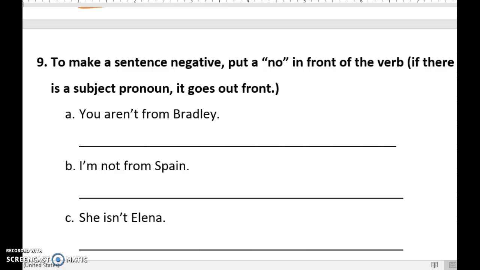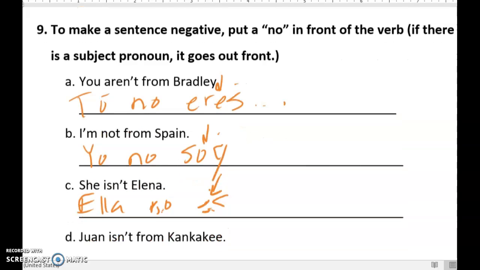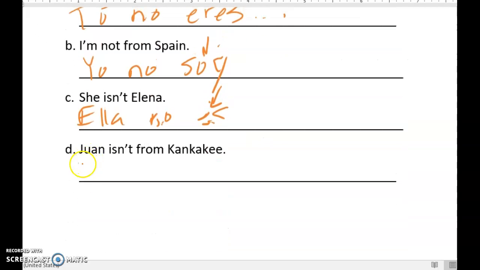And the next thing you need to know is how to make them negative, and you already know this. If you're going to put a pronoun, yo, no, es. So right in front of the verb. I don't know why that's skipping. Okay, so your negative word right in front of the verb. Number 1, no, es. There'll be a part of that on the final.